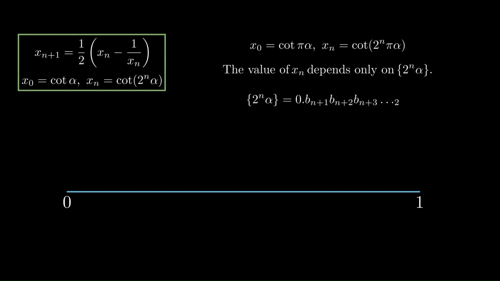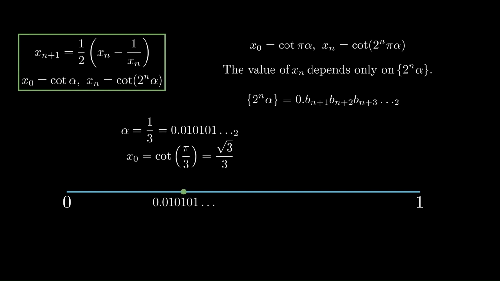For instance, if we take the digits to alternate between 0 and 1, we get alpha equals 1/3. And this corresponds to an initial value x0 equals square root of 3 over 3. And when we shift the digits over, we bounce back and forth between 0, 1, 0, 1, 0, 1 and 1, 0, 1, 0, 1, 0. So those are angles of pi over 3 and 2 pi over 3. That gives us the cycle that we saw earlier.